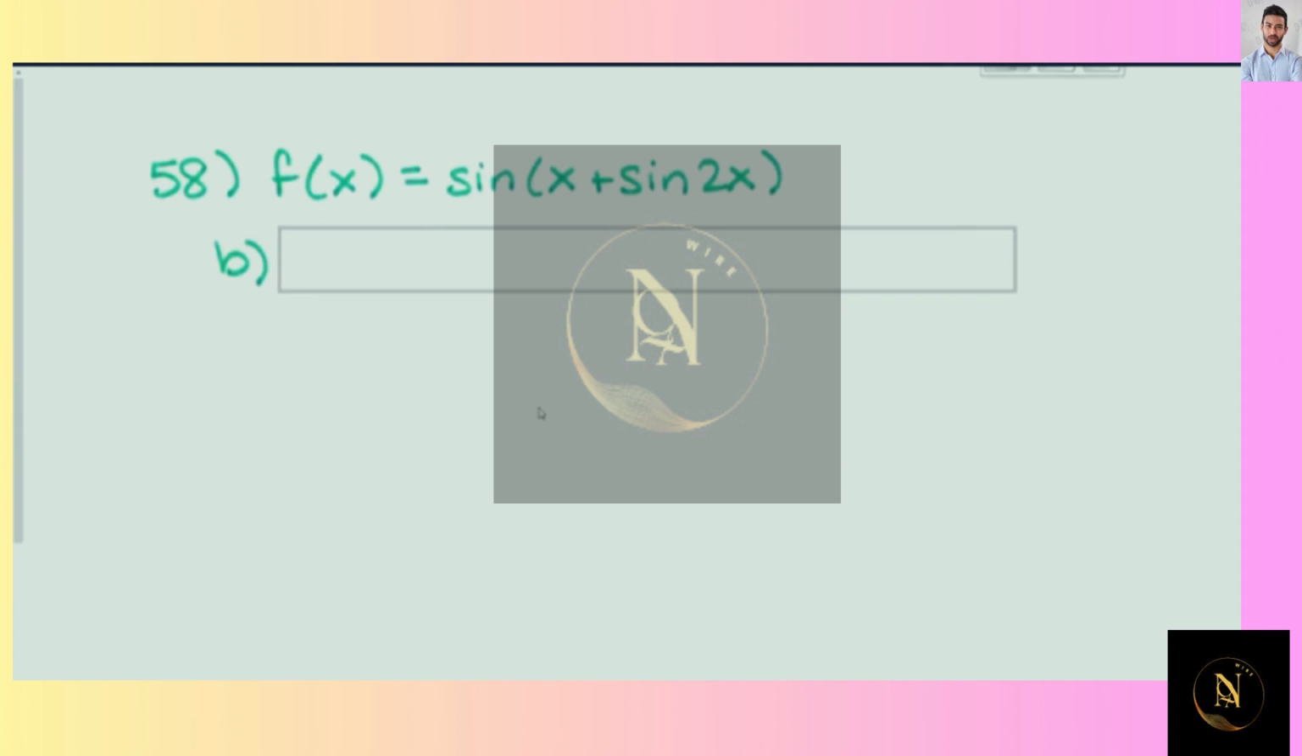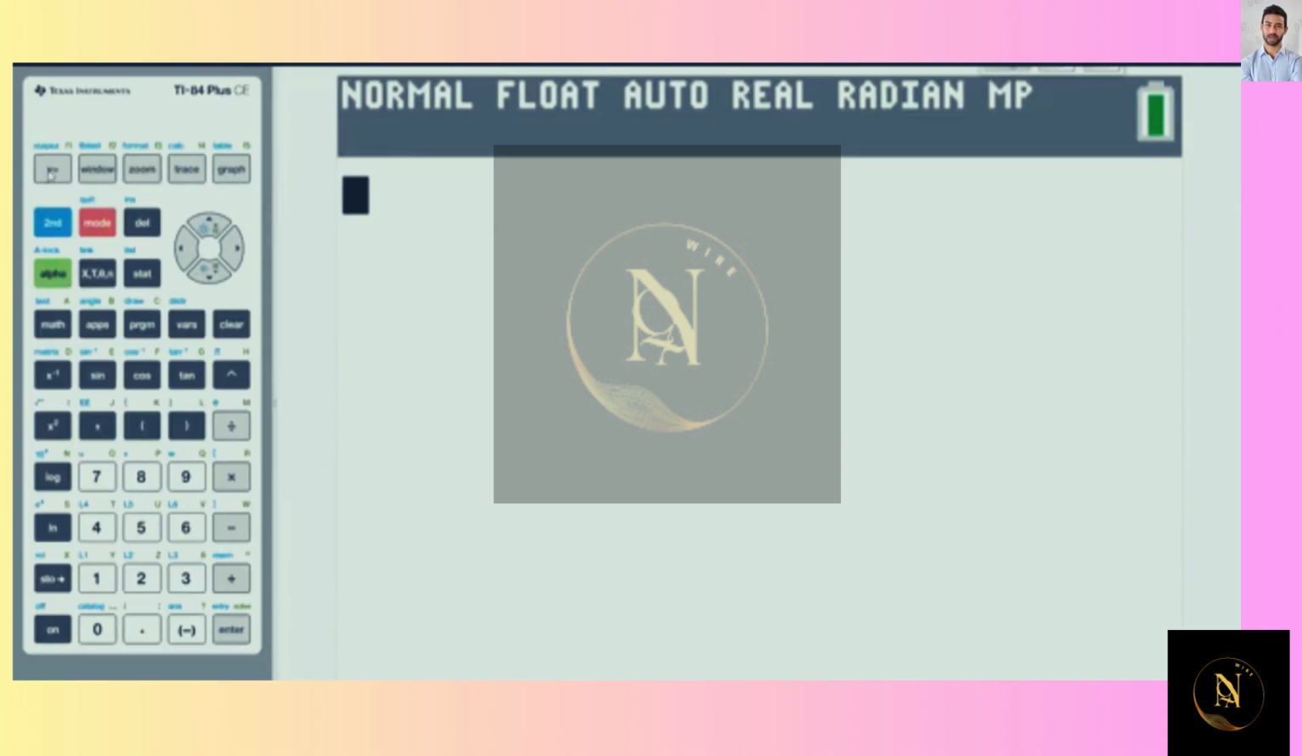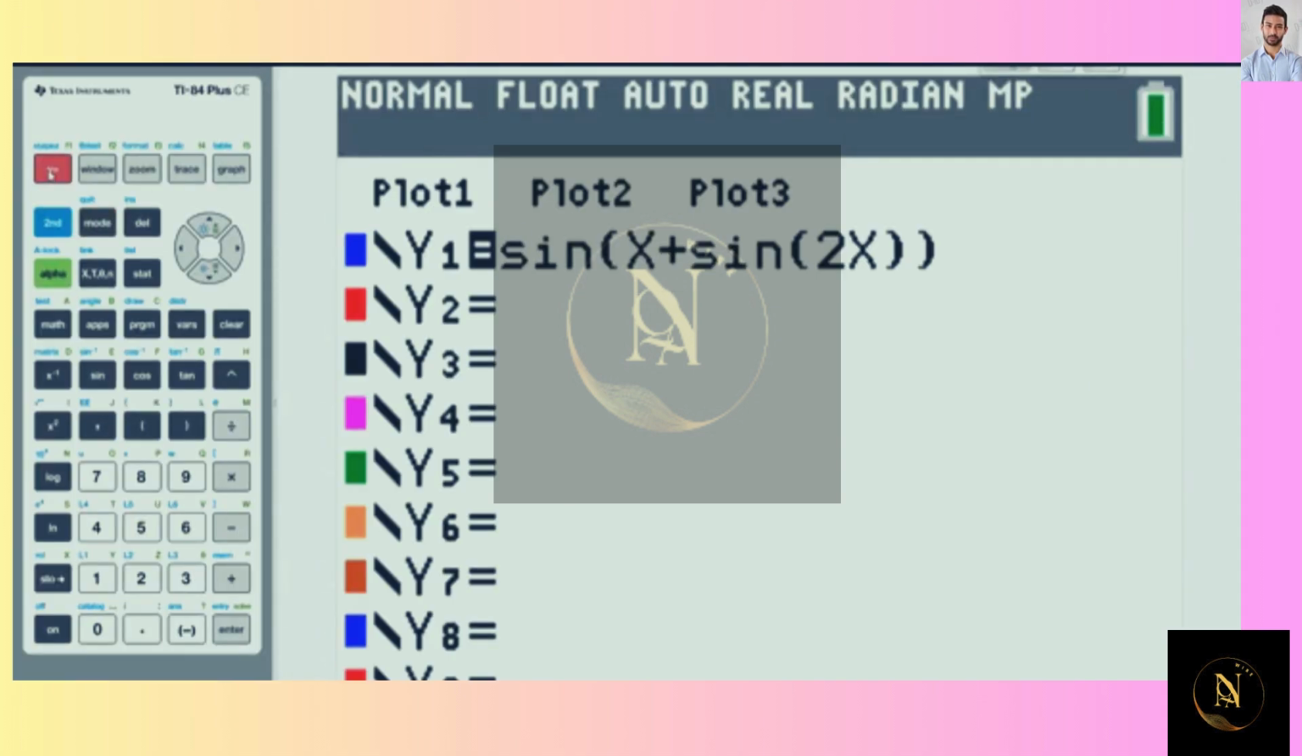For this problem, we have f of x equals the sine of x plus the sine of 2x. And the first thing we want to do is graph it on a calculator. So we grab a calculator, we go to y equals, and we type it in.